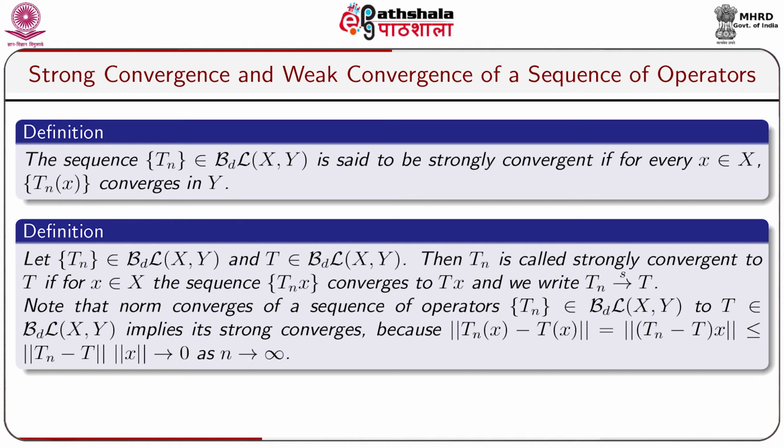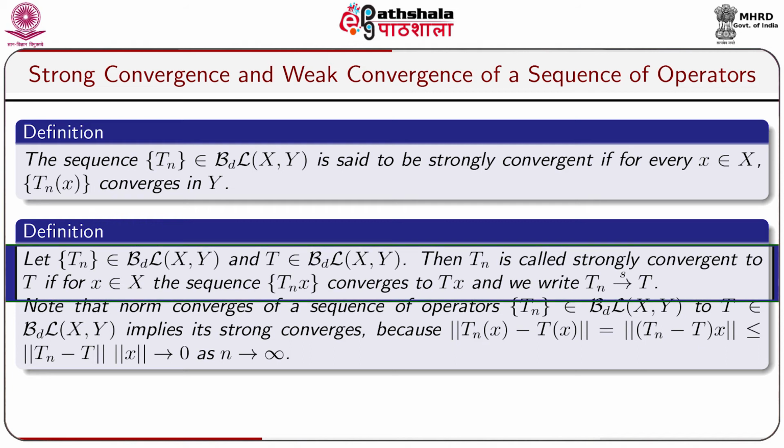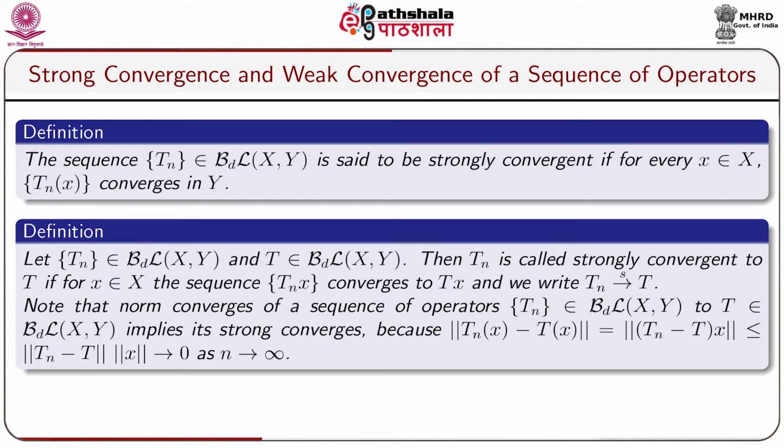The sequence of bounded linear operators Tn belongs to B(X,Y) is said to be strongly convergent if for every x belongs to capital X, the sequence Tn x converges in Y. Let the sequence Tn belong to B(X,Y) and T belong to B(X,Y). Then the sequence Tn is called strongly convergent to an element capital T if for x belongs to capital X, the sequence of elements Tn x converges to Tx, and we write Tn converges to T strongly.